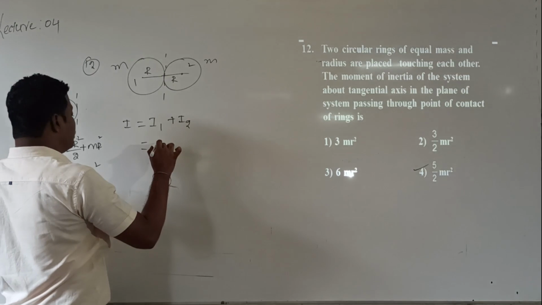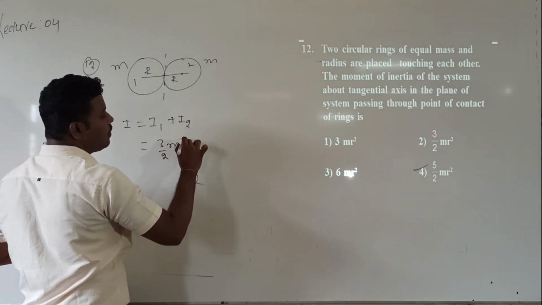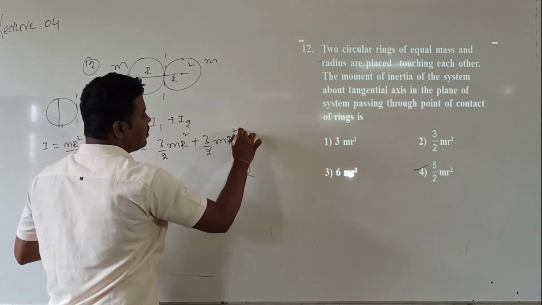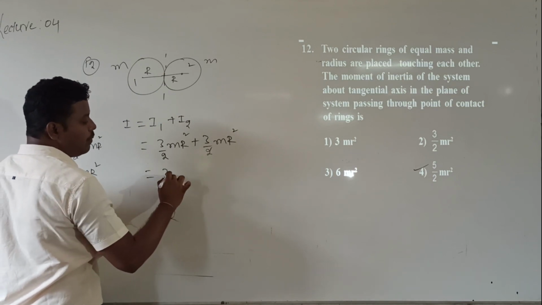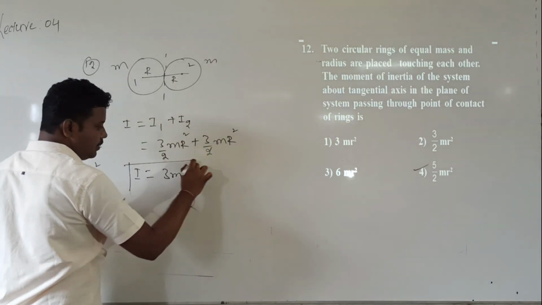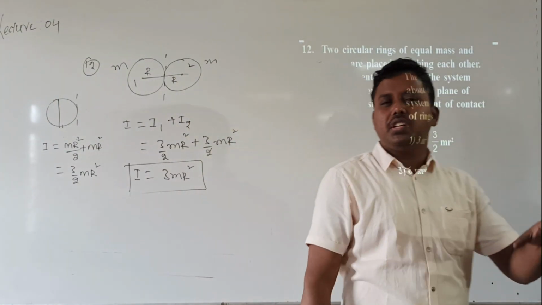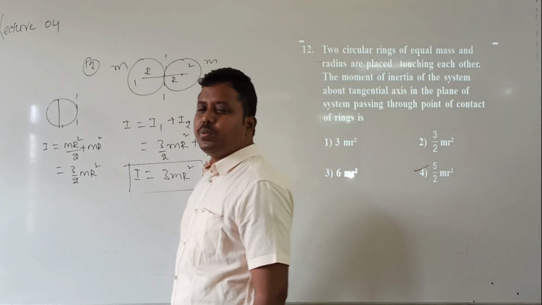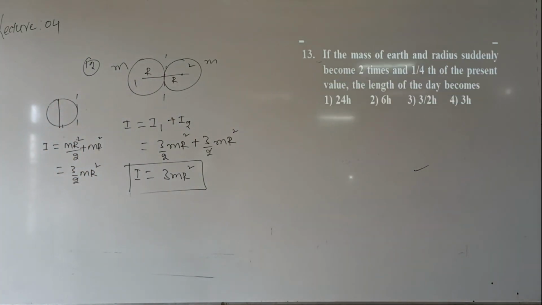I1 value and I2 value are both the same. So 3 by 2 mr square plus 3 by 2 mr square. Totally, 3 by 2 plus 3 by 2 is 3 mr square. This is the total moment of inertia. Understood now? For a circular ring, the axis of rotation is very important. About which axis you want to calculate, that point is very important. This is question number 12. Next question.